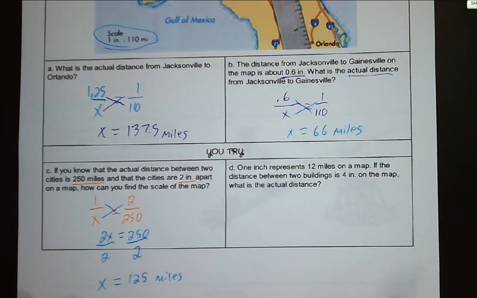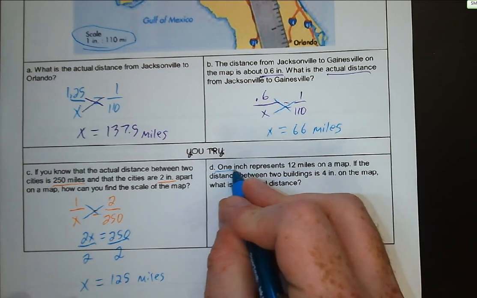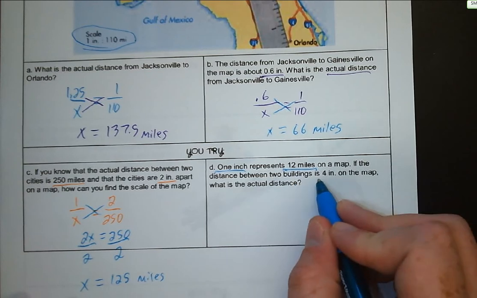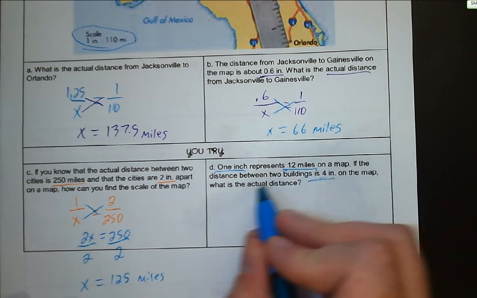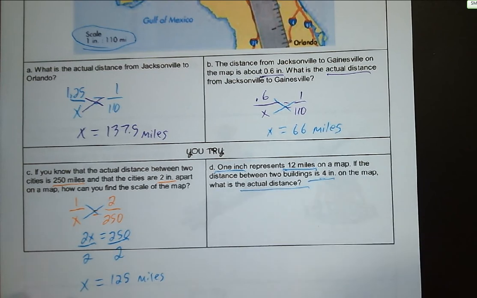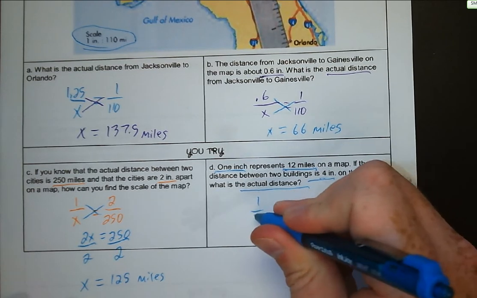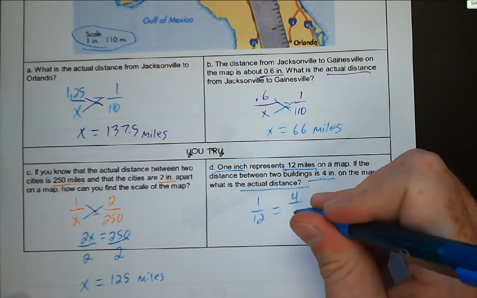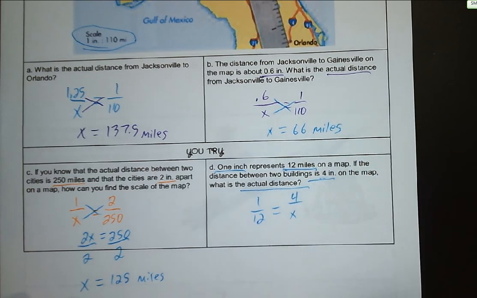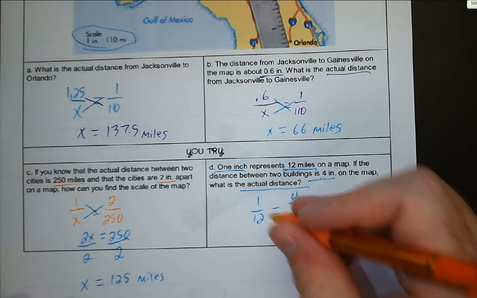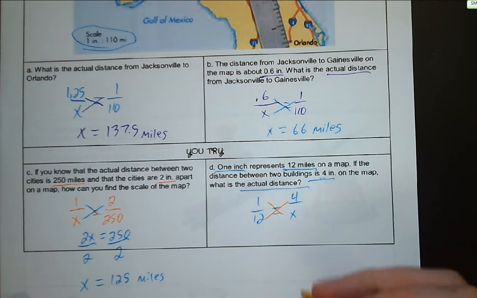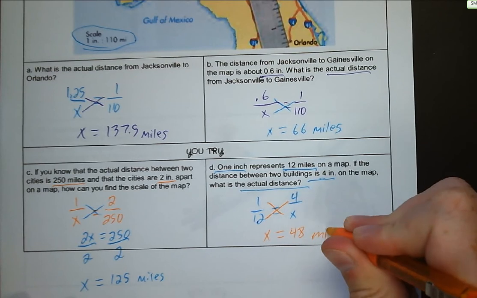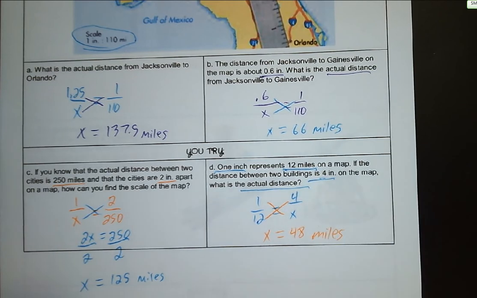Okay. Letter D, 1 inch represents 12 miles on a map. If the distance between two buildings is 4 inches, what is the actual distance? So 1 inch is 12 miles. We have 4 inches apart on the map, and we want to know how much that is in real life. So we cross multiply, and x is equal to 48 miles. Okay.